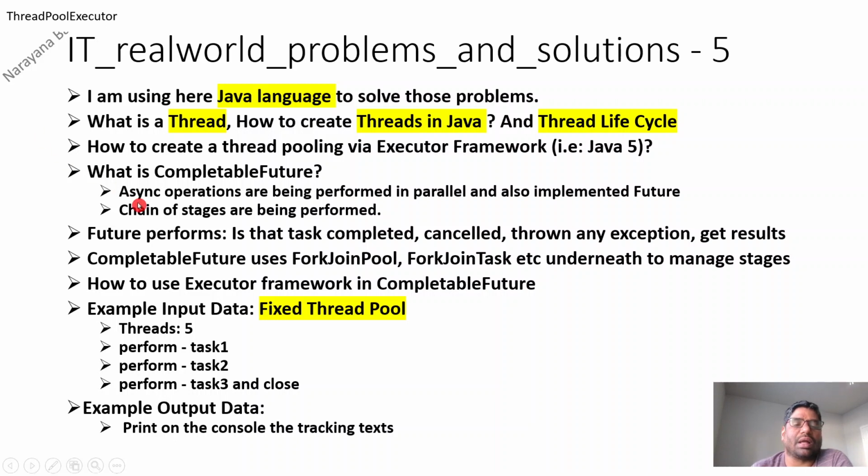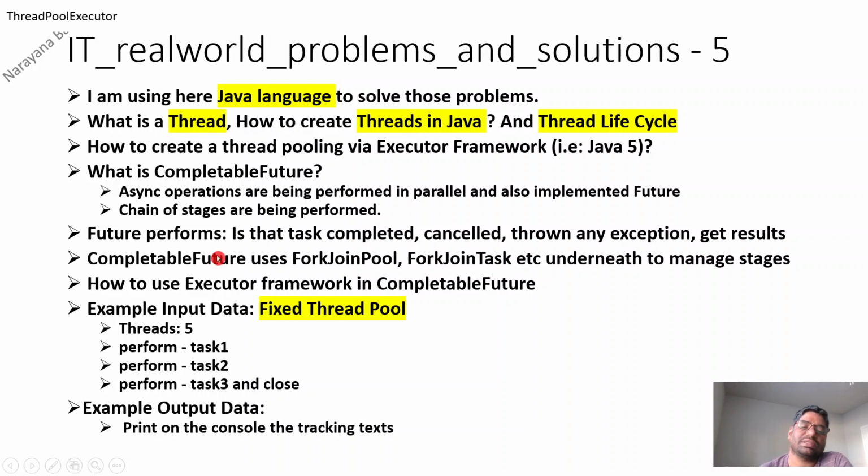Asynchronous operations are performed in parallel, not sequentially. It can perform the spawn, and then it starts performing, and then it can aggregate the results and give them to us. That is nothing but a chain of stages. CompletableFuture is nothing but multiple stages of the results. Stages can be completed, cancelled, or thrown an exception. That is how this framework is implemented.